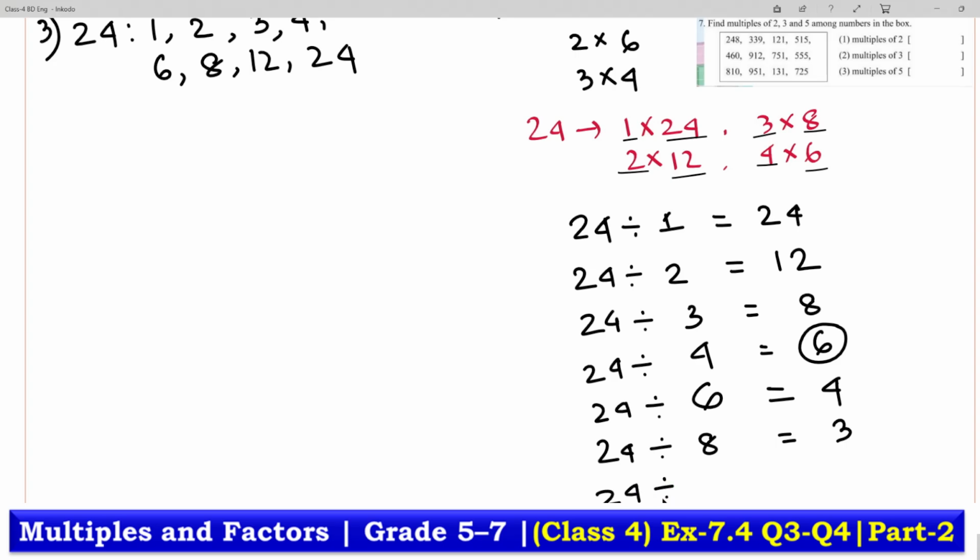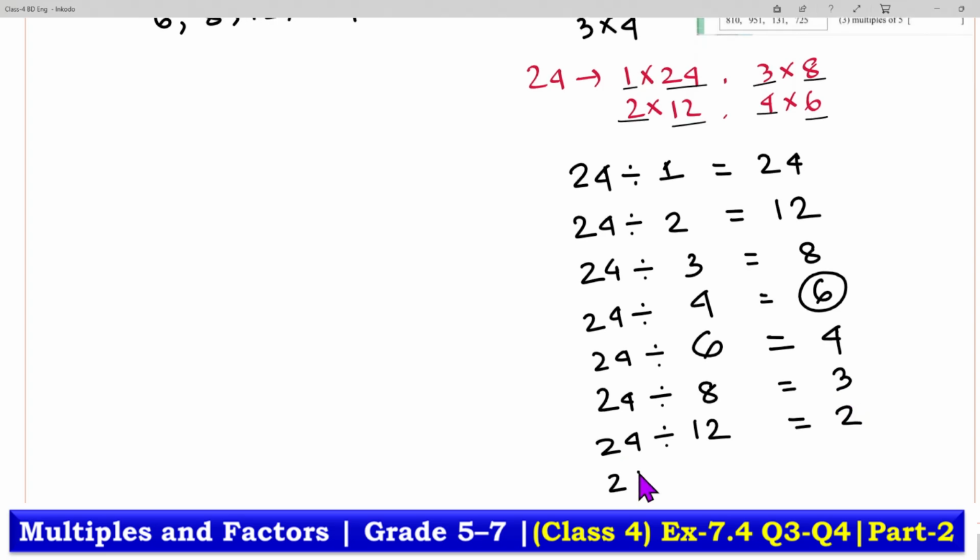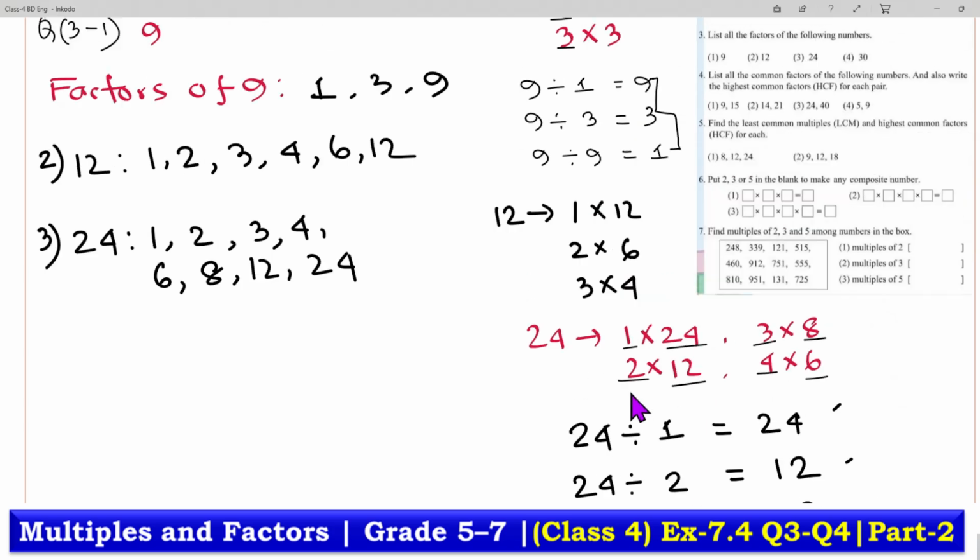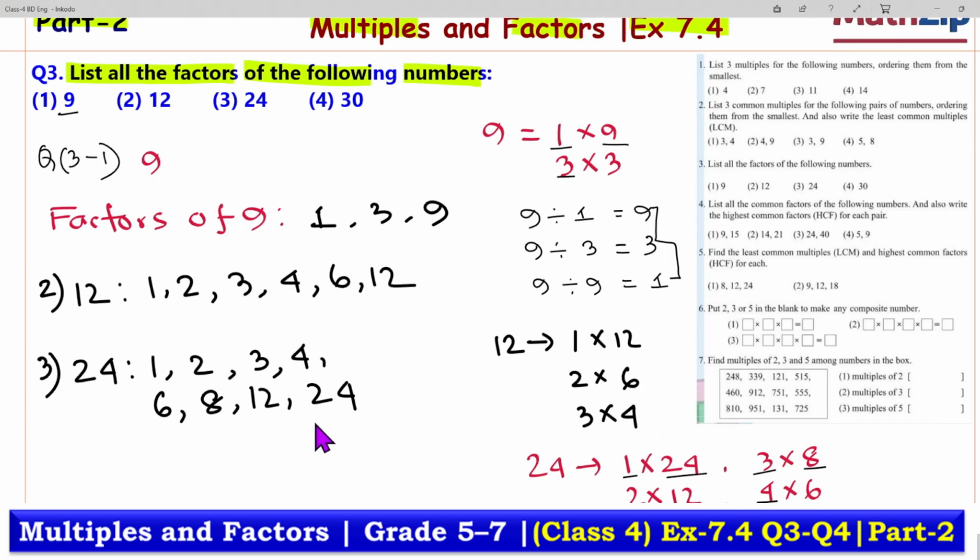9 is not possible, 10 is not possible, 11 is not possible, 12 is possible. 24 divided by 12 we will get 2. And finally once we divide 24 by 24 we will get 1. So look, 1, 2, 3, 4, 6, 8, 12, 24. Very simple, which we already wrote.